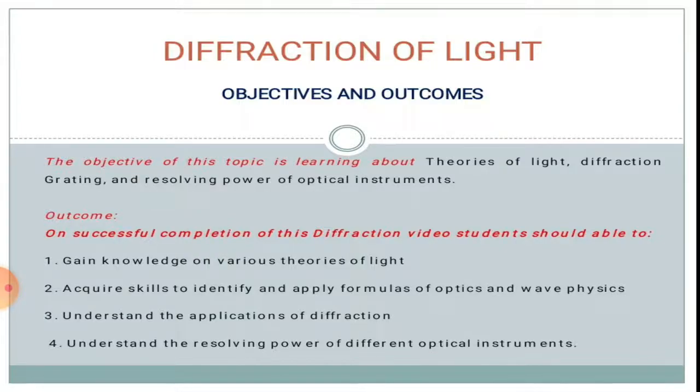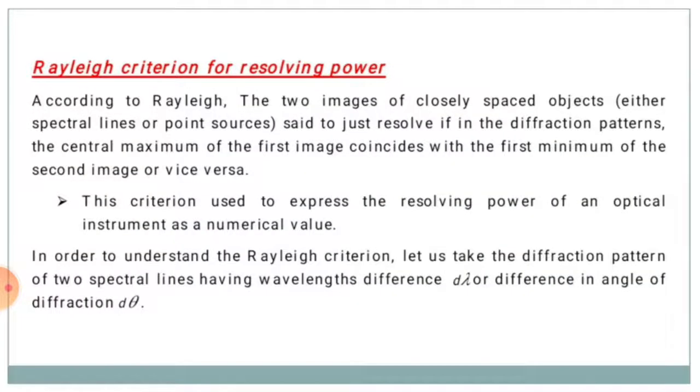Now here first we discuss Rayleigh's criterion for resolving power. What is meant by resolving power? When two objects are very near to each other, they may appear as one, and it may be impossible for the eye to see them separately. If we want to see them as separate objects, we make use of optical instruments such as telescope, microscope, prisms, gratings, etc. The separation of such objects is termed as resolution.